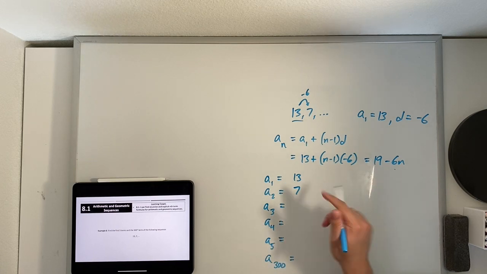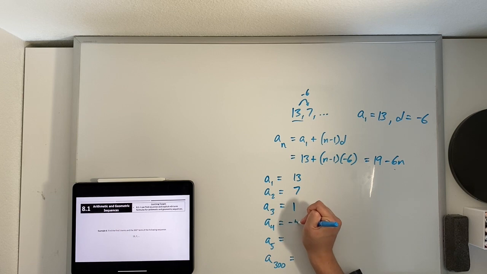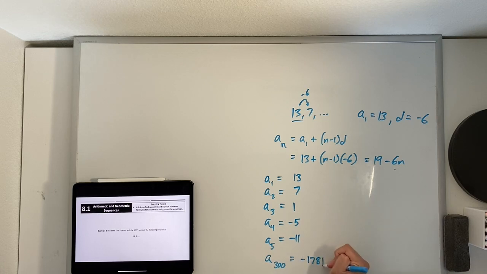Okay, we plug in 3, we get 1. We plug in 4, we get -5. We plug in 5, we get -11. And we plug in 300, and we get -1,781.